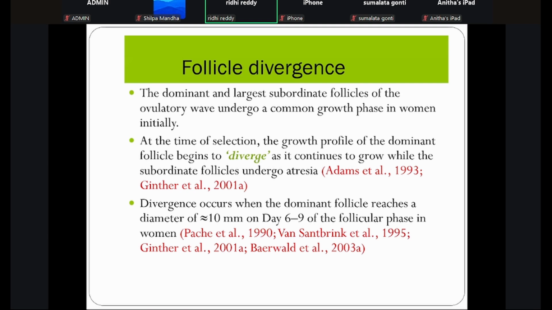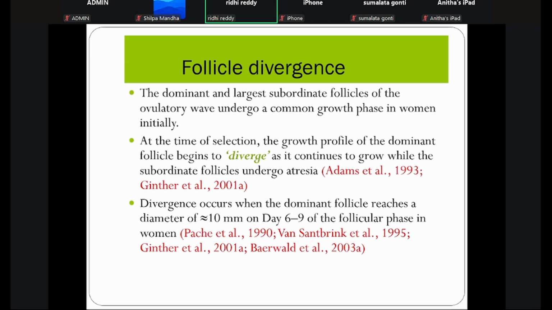Then follicle divergence. The dominant and largest subordinate follicles undergo a common growth phase. At the time of selection, the growth profile of the dominant follicle is different. It begins to diverge as it continues to grow, whereas the other subordinate follicles undergo atresia.